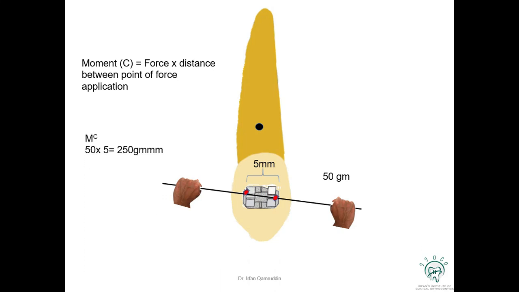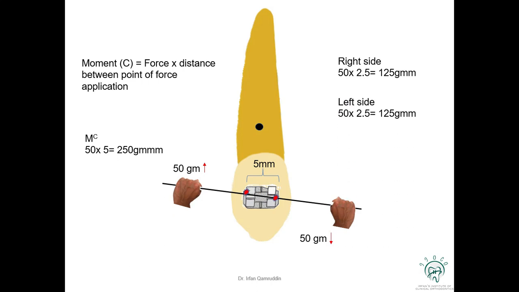Is this formula different from what we learned for the calculation of moment of a single force, which was force into force arm? No, it's the same. If you calculate moments of both the forces in this couple separately, you will get 125 gram millimeter each side. Adding both, the answer will be the same, 250 gram millimeter.